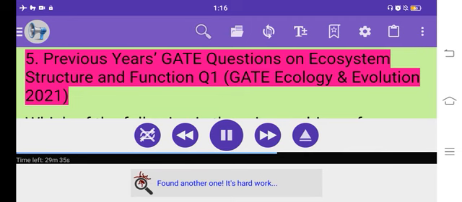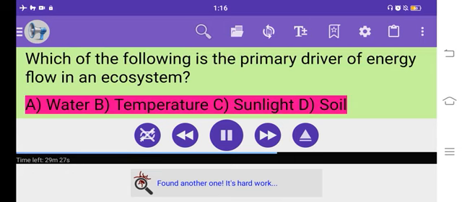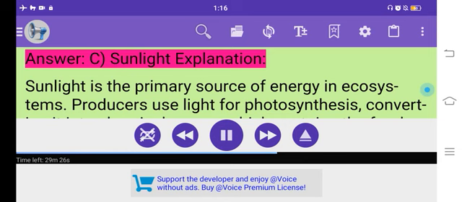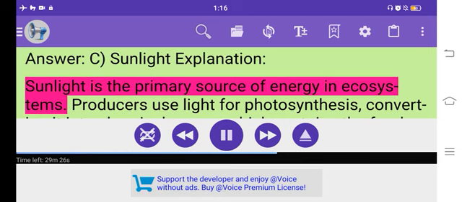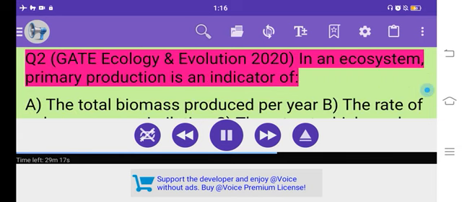Q1, GATE Ecology and Evolution 2021. Which of the following is the primary driver of energy flow in an ecosystem? A. Water. B. Temperature. C. Sunlight. D. Soil. Answer: C. Sunlight. Explanation. Sunlight is the primary source of energy in ecosystems. Producers use light for photosynthesis, converting it into chemical energy, which sustains the food web.